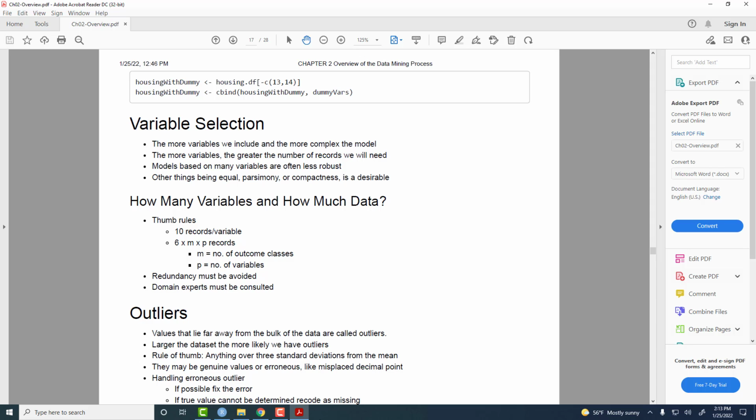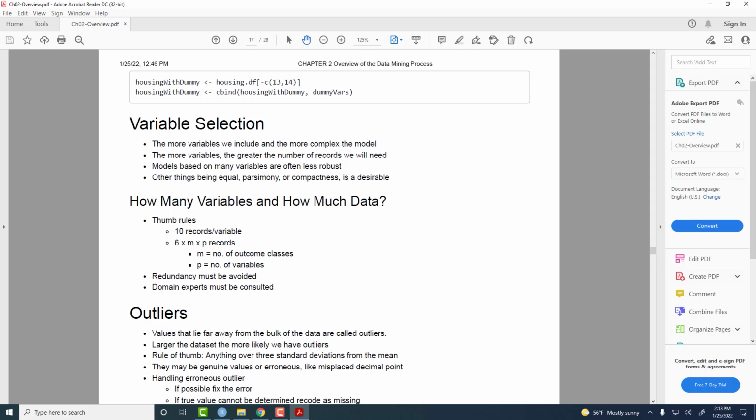So just a rule of thumb: how many variables and how much data. You have approximately 10 records per variable, which is really not a very high number, so you can always get that unless you're designing an experiment. If you're collecting data that's coming from the internet, this is not a major bottleneck.